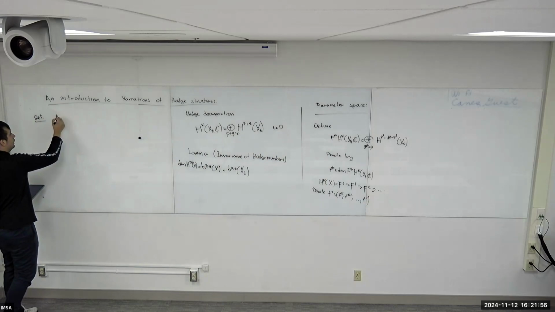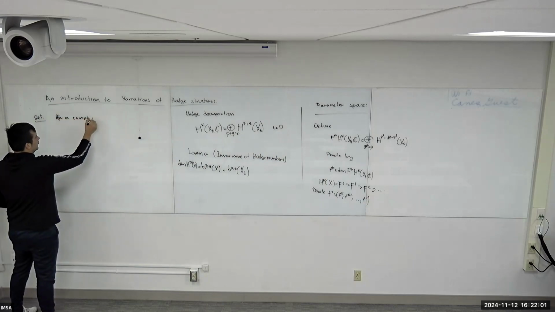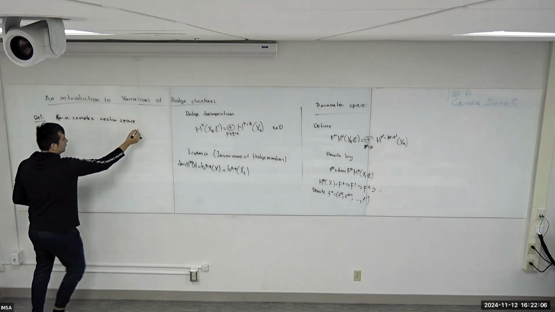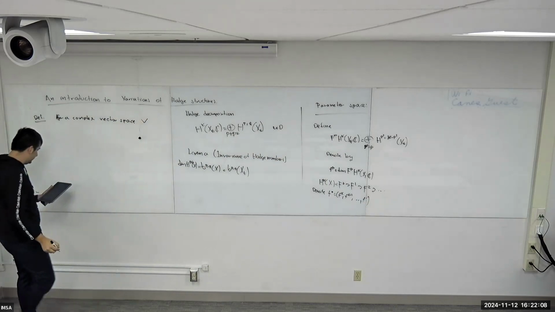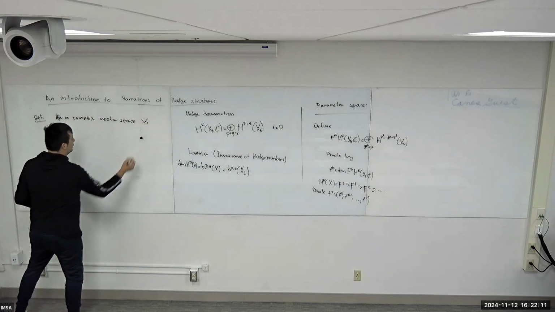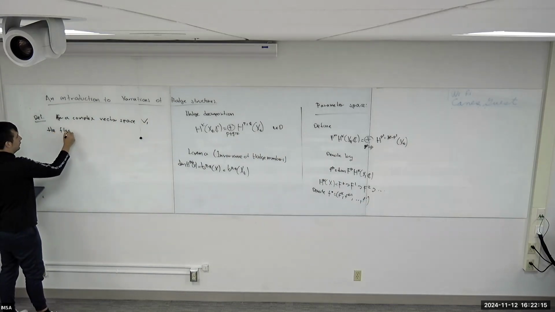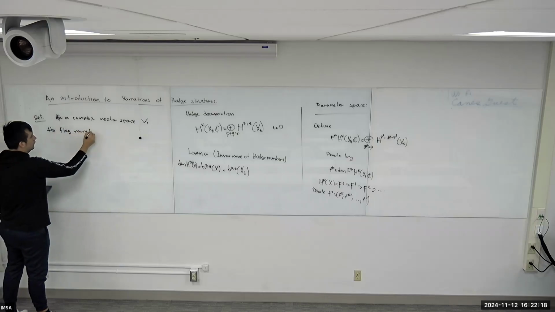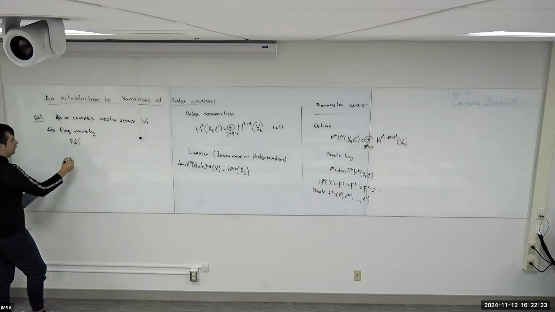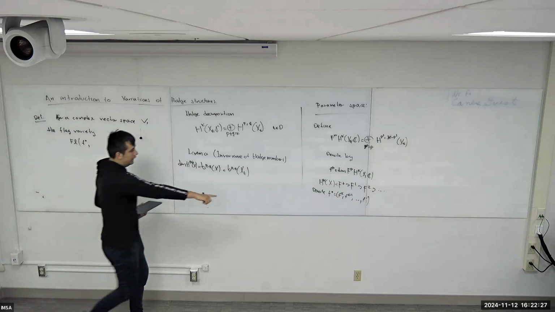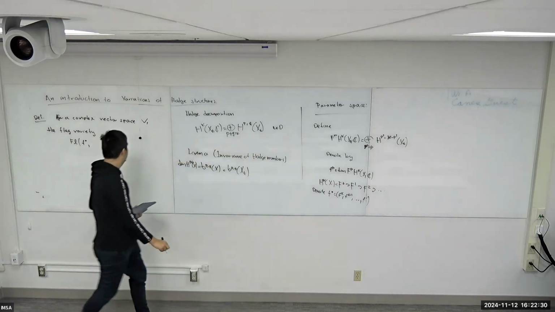if I take a complex vector space V, I will use the following notation. So the flag variety, I will denote it by FL. They will have the following information. I will have this collection of numbers, just like I denoted here.